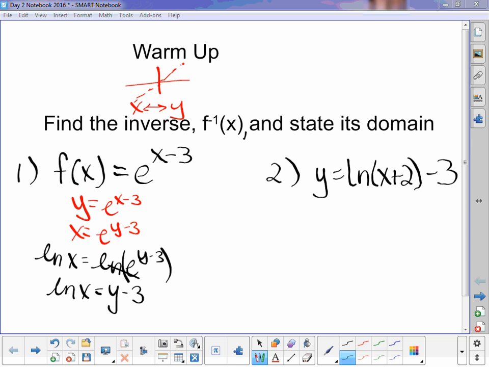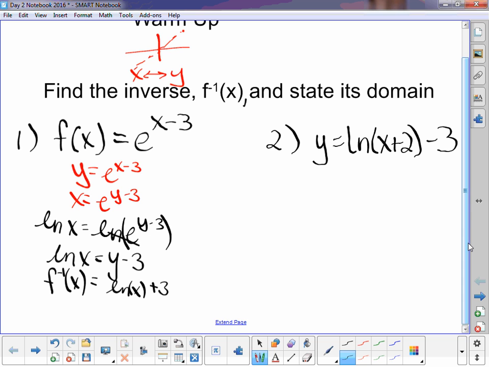Questions so far? Okay, so then add 3, and we're going to get y is natural log of x plus 3. I'm going to use that proper inverse notation. Since we start off with f of x, we should have f inverse of x. I almost said f. So I would have natural log of x plus 3. Again, that plus 3 is outside the x. Alright, questions on that one?